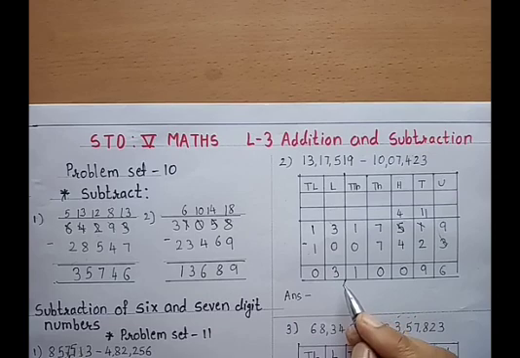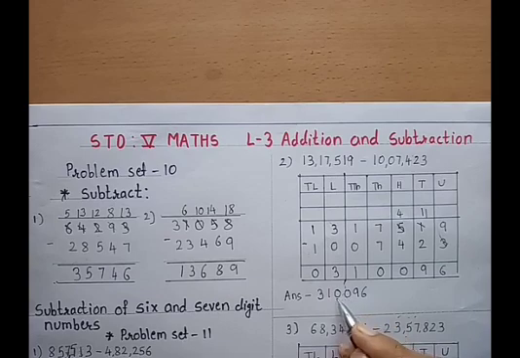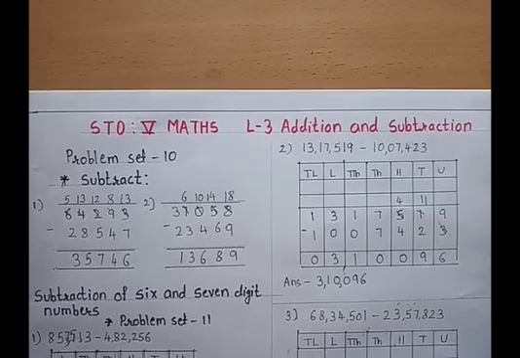So the answer is: write down all the figures here and then afterward put commas. Where do we have to put commas? After thousand and after lakh. So the answer is 3,10,096.